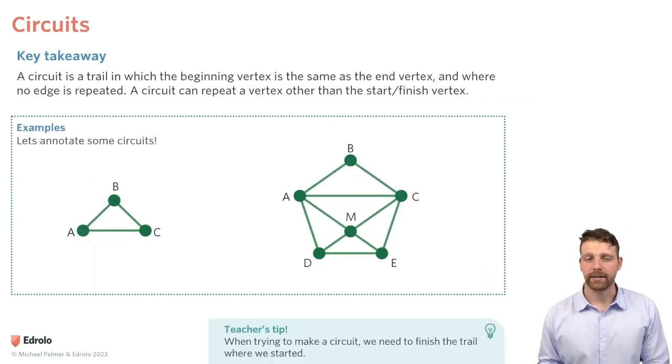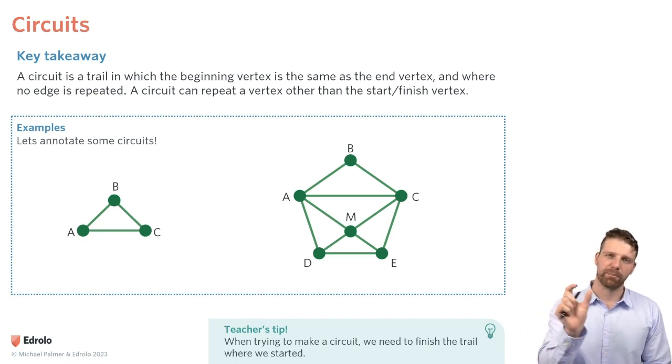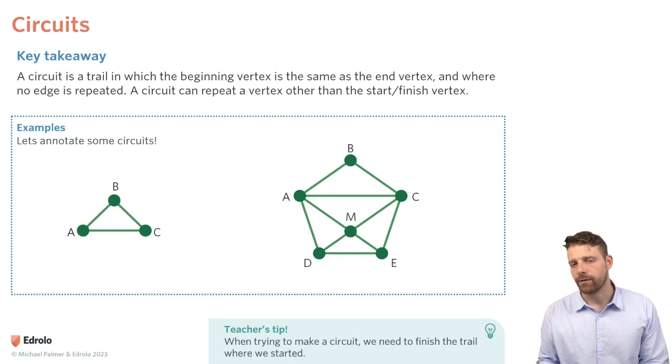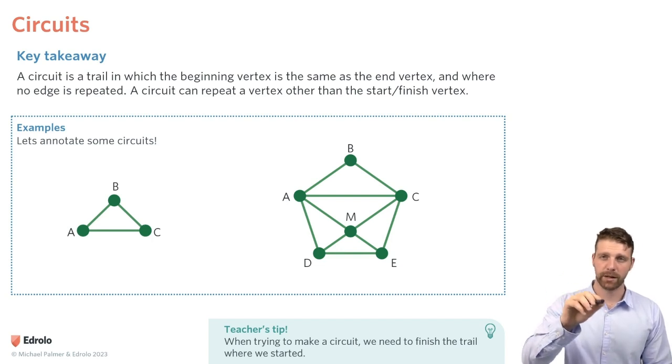Our key takeaway here is that a circuit is a trail in which the beginning vertex is the same as the end vertex, and where no edge is repeated. Okay, so that no edge repeated, that's contained in it being a trail. A circuit can repeat a vertex other than the start-finish vertex. Okay, so if you're going around and you happen to visit the same vertex twice, but you manage not to repeat an edge, that still can be a circuit.